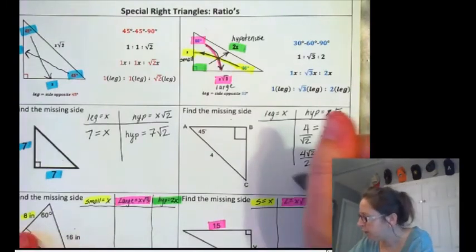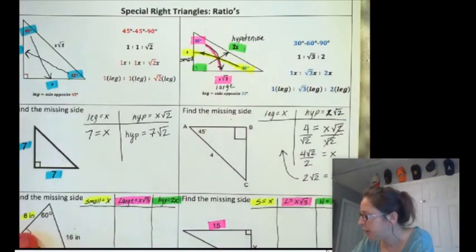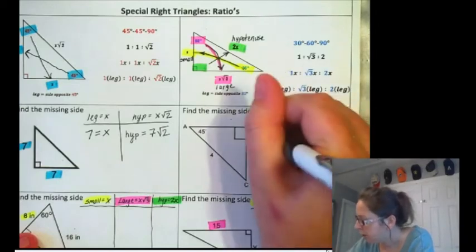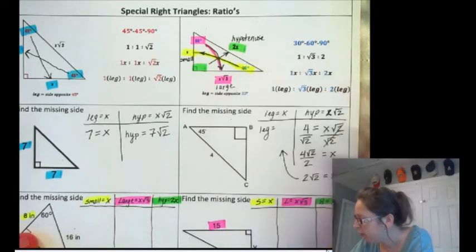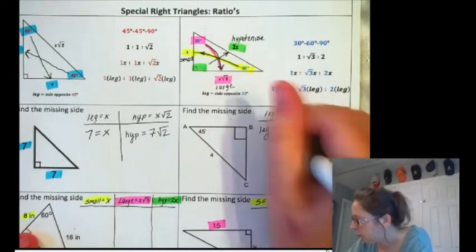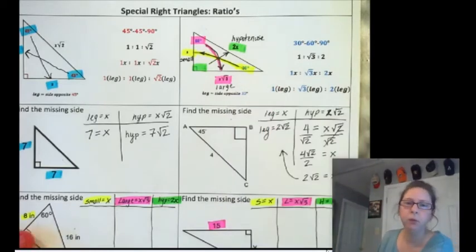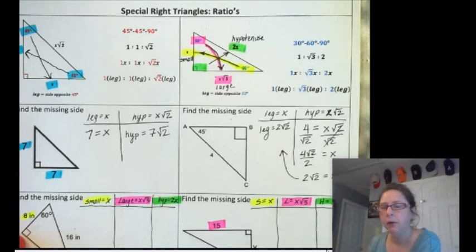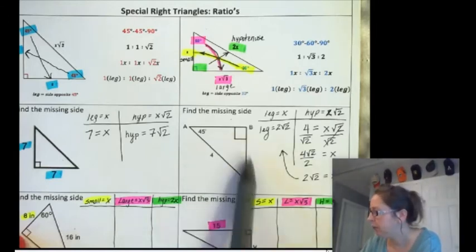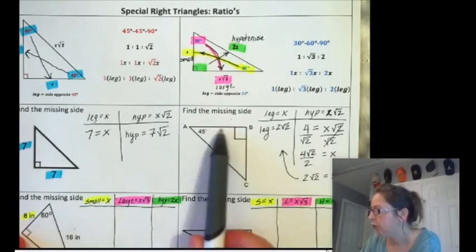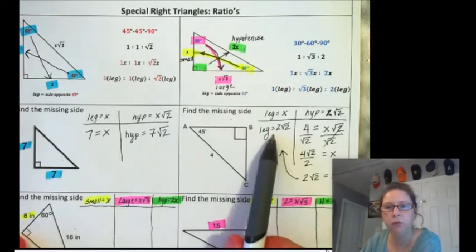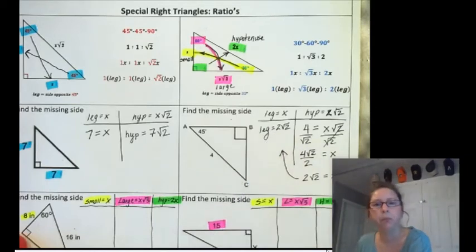So I'm going to take this value of x and put it over here. The leg equals x, which is 2√2. And that was my missing side. Okay, in this case, both of the legs are the same measure. So both of the legs equal 2√2.